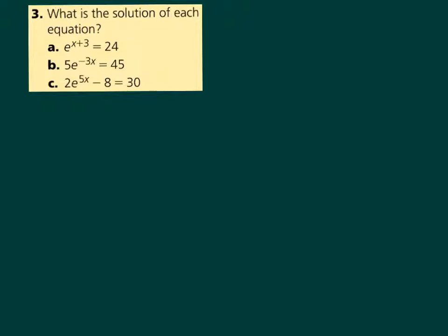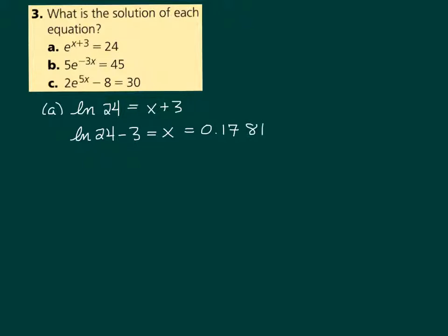So part A, we would rewrite that as log base e of 24 equals x plus 3. But log base e of 24 is just natural log, ln 24 equals x plus 3. So do ln 24 minus 3. That equals x, so that should be 0.1781.